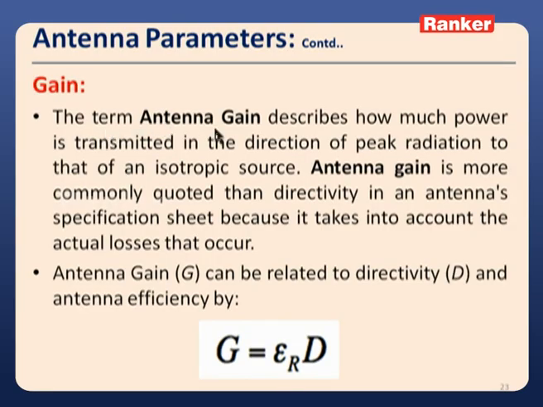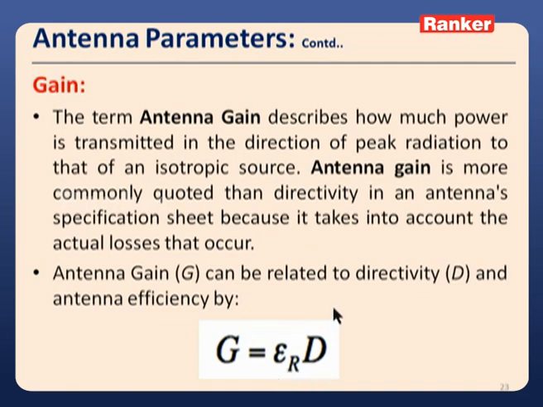The term antenna gain describes how much power is transmitted in the direction of peak radiation. So how much power is efficiently transmitted in that particular direction can be described using our antenna gain. As I said, gain is equal to the efficiency of the antenna times directivity. This is one of the important parameters. It will always be specified at the time of designing our antenna.